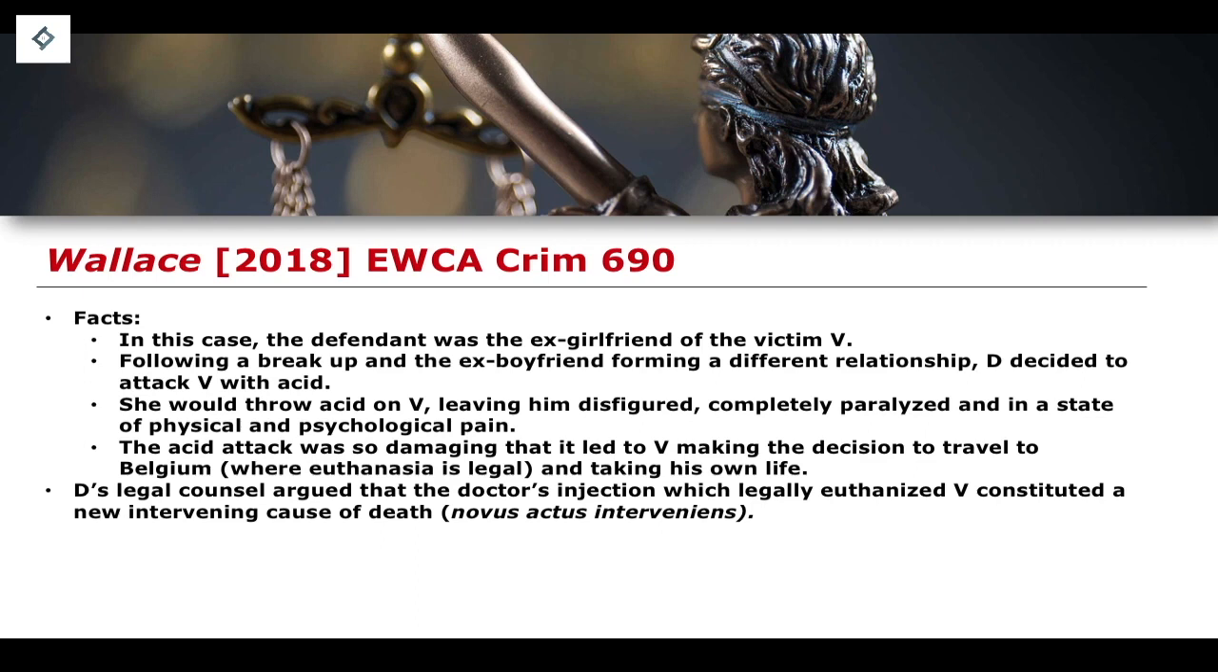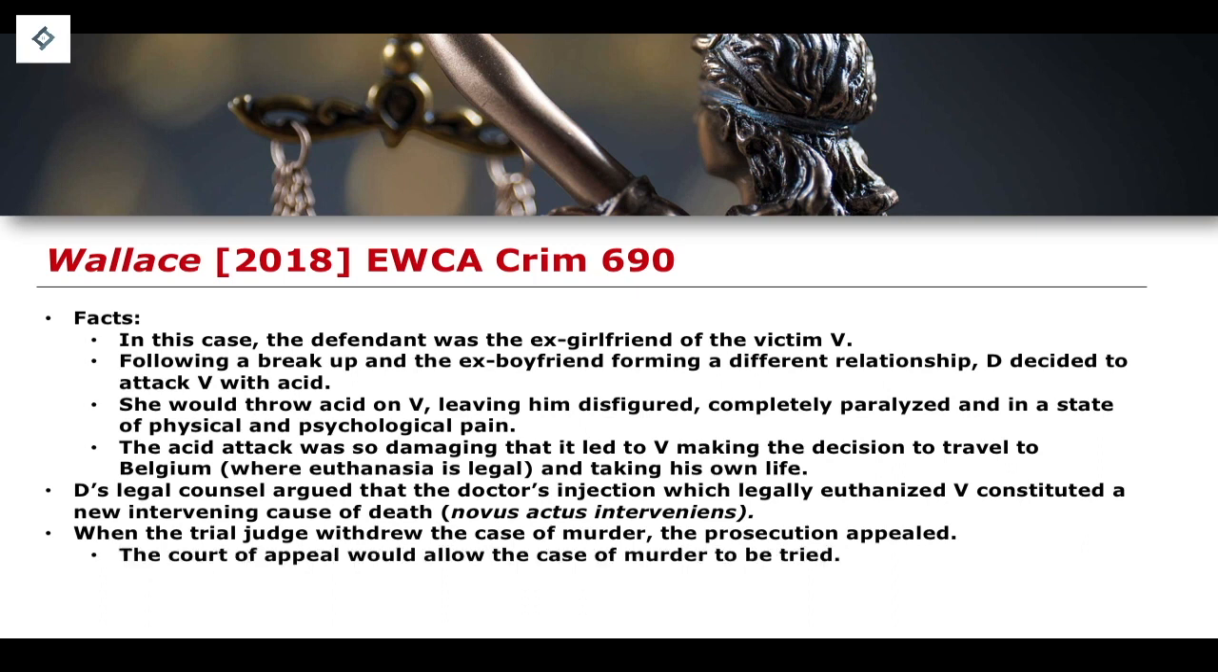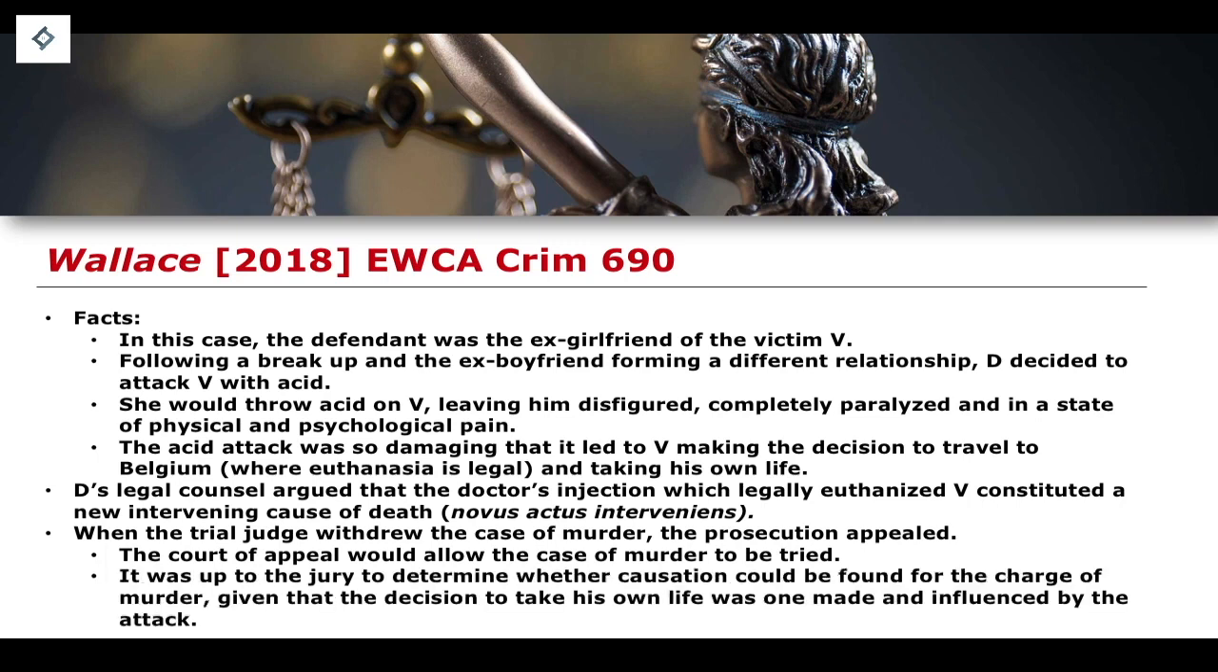Does the chain of causation exist? According to the legal counsel of the defendant, they argued that the doctor's injection, which legally euthanized the victim, had constituted a novus actus interveniens, which is just Latin for a new intervening cause of the death. And when the trial judge withdrew the case of murder on the basis of this new intervening cause, the prosecution appealed, and the Court of Appeal would allow the case of murder to be tried.